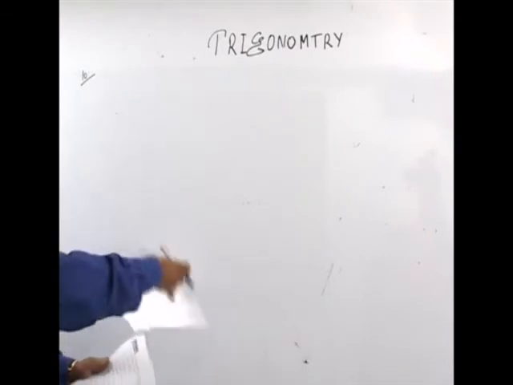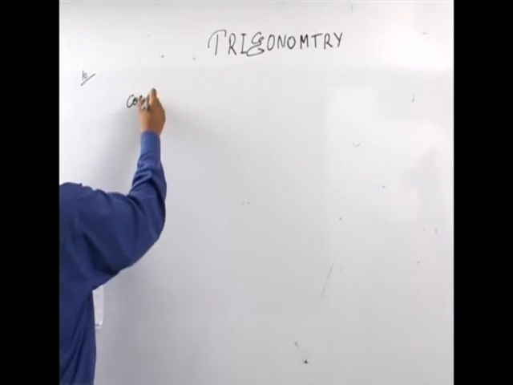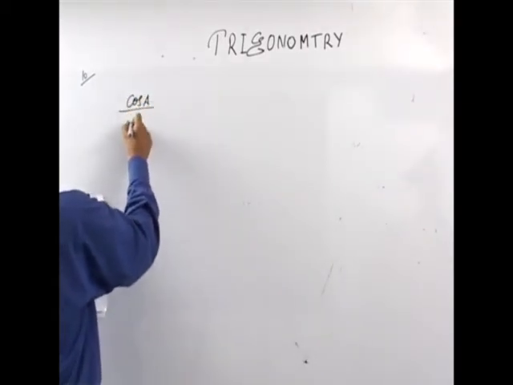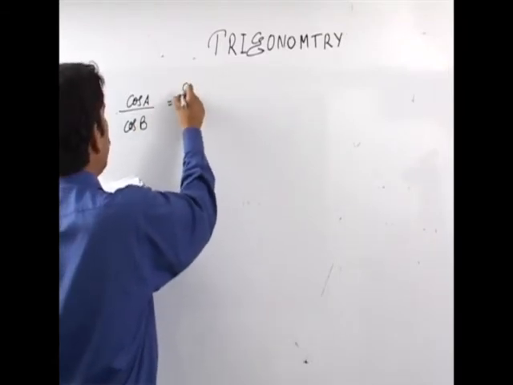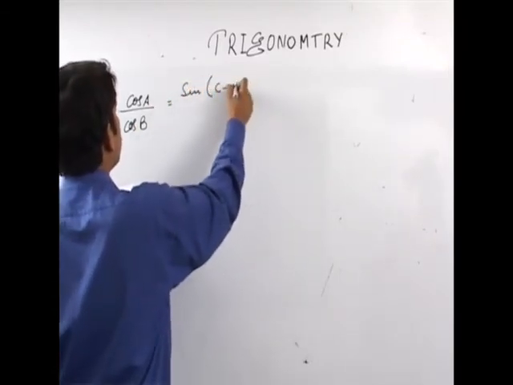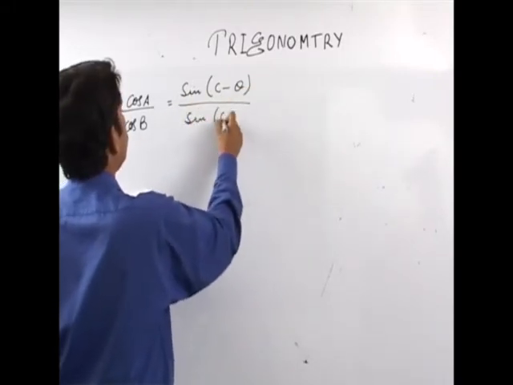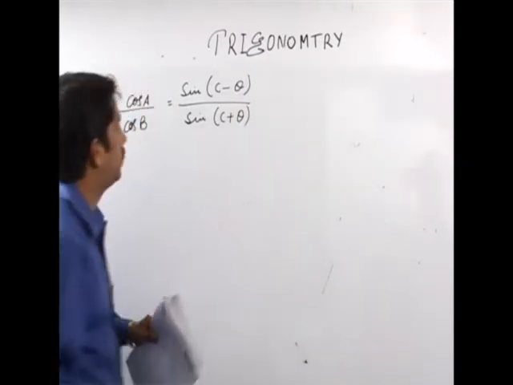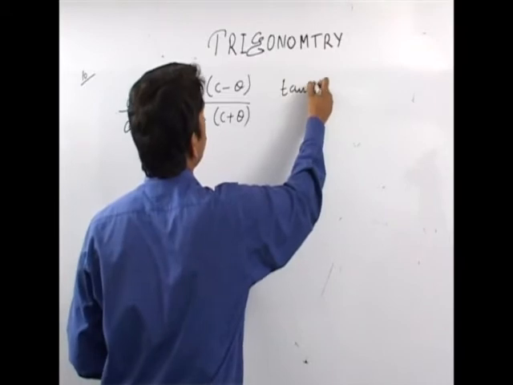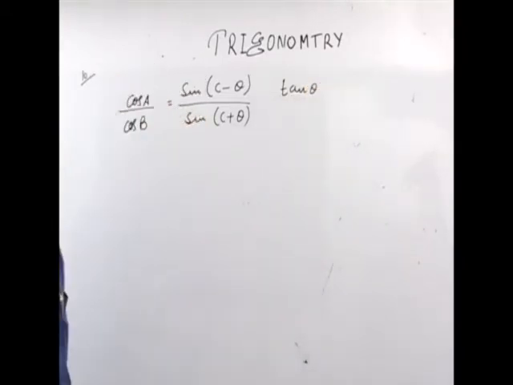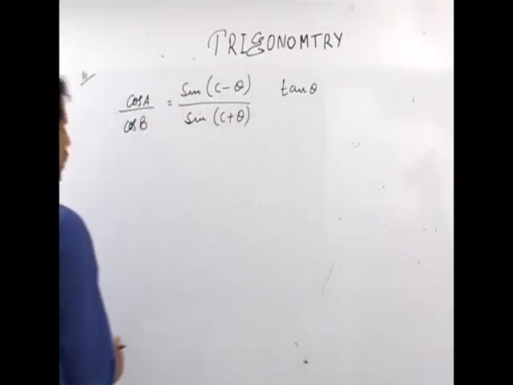Now next question is cos of A over cos of B is equal to sin of (C minus theta) over sin of (C plus theta). You have to find out the value of tan theta. This is a value you can find out by solving this equality.